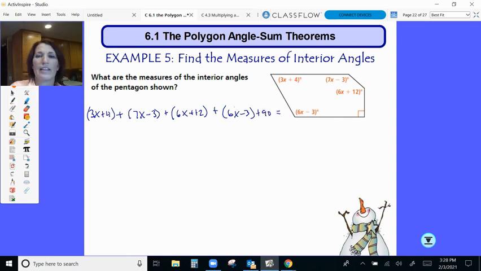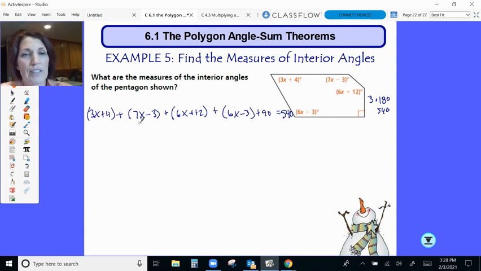equals, now we're talking about interior angles here. Okay, and this is a pentagon, 5 sides. That's going to be 540 degrees. Okay, because we have over here 5 minus 2, which is 3, times 180 gives us 540 degrees. Okay, so we're going to take all of these now and simplify.